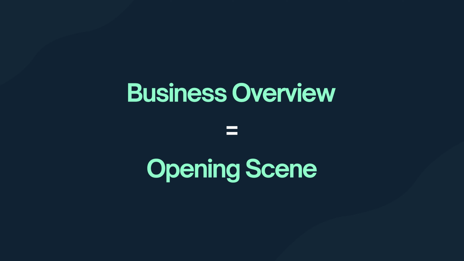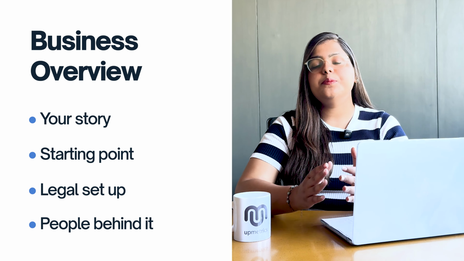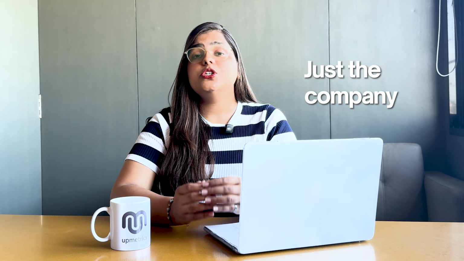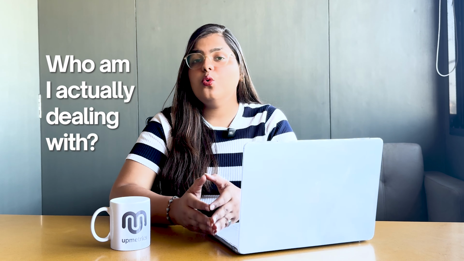While your business overview is like an opening scene. It is specifically about your company, your story, your starting point, your legal setup, and the people behind it. No financials, no market research, no product deep dive. Just the company itself. If the executive summary answers, why should I keep reading? The business overview answers, who am I dealing with? So now that we know what this section is, let's talk about how to actually write it.